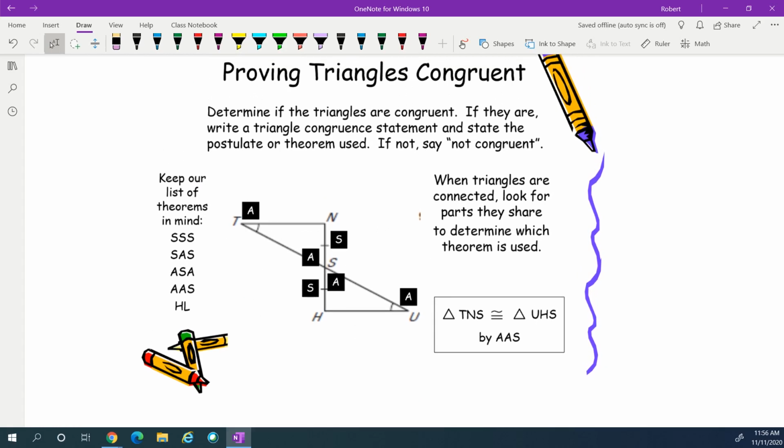Looking at our picture here. Now, again, I just left the one picture. I didn't copy the picture a second time, but let's look at the way I labeled it. I always start with what did they tell me? They gave me angle 1 to angle 1. And they gave me a side marked 1 and a side marked 1.